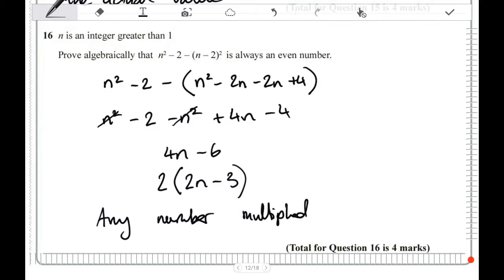And we can say that any number multiplied by 2 is always even, and that's a good enough proof to say that multiplying any number by 2, because it's the 2 times table and there is no odd number in the 2 times table, so that's a sufficient enough conclusion.